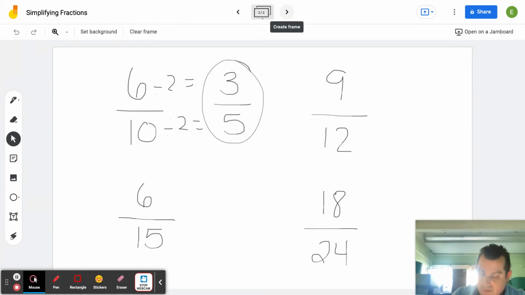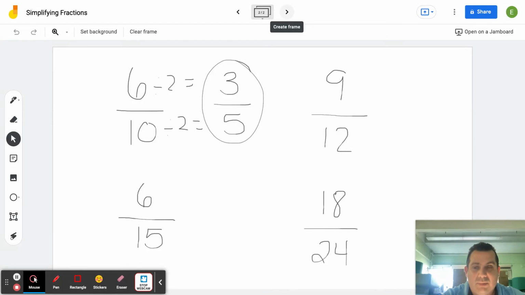Now, I'm going to look down here at 6/15. Going to ask myself, how could I reduce this? Well, when you're looking at the number, you have to say, let me start with 6. Can 15 be divided by 6? No. 6, 12, 18. Nope. 6 does not go into 15.